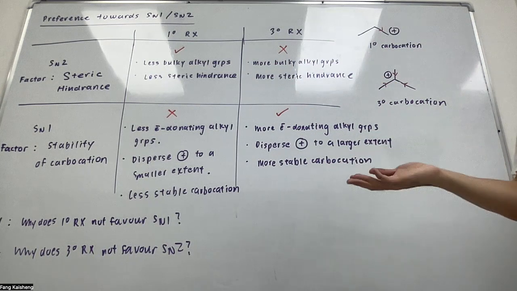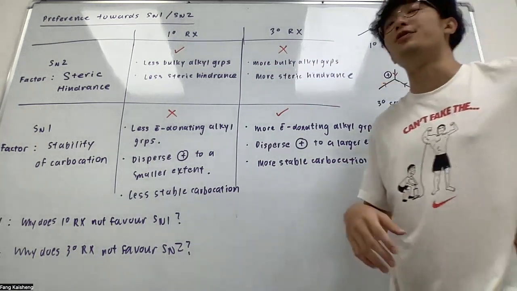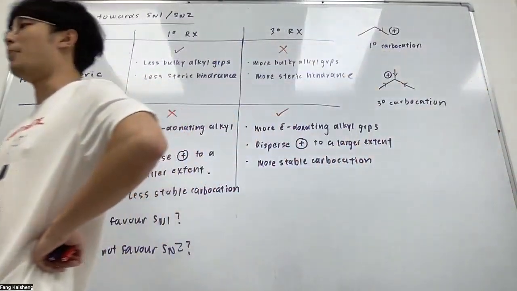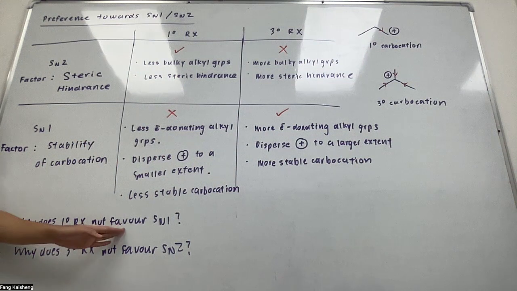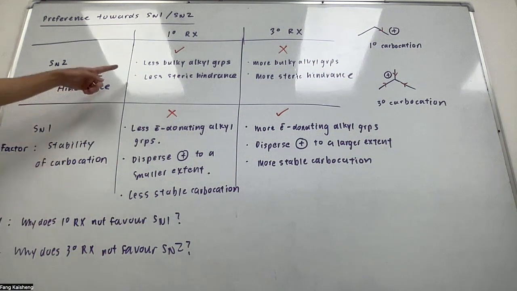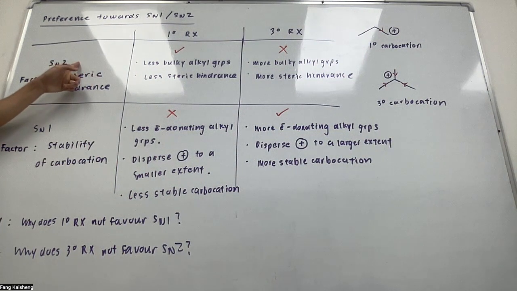It's easy because you have this table right in front of you. But in an exam, let me tell you a problem that you guys might fall into, a trap. Follow me in this first. Later you can copy. Why does primary halogen alkane not favor SN1? Oh, it's because it favors SN2 instead. Can we answer it this way?